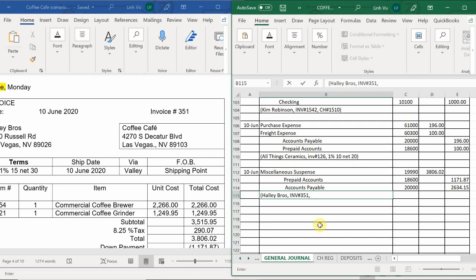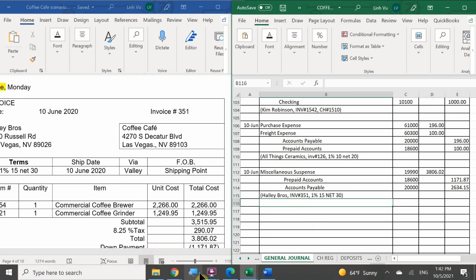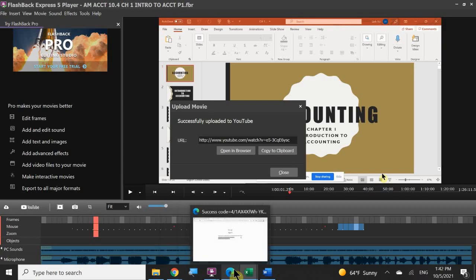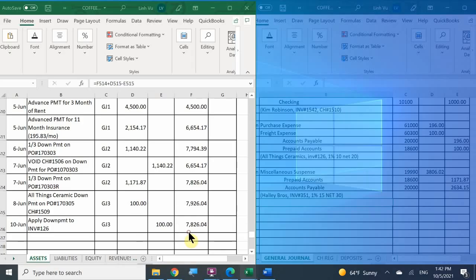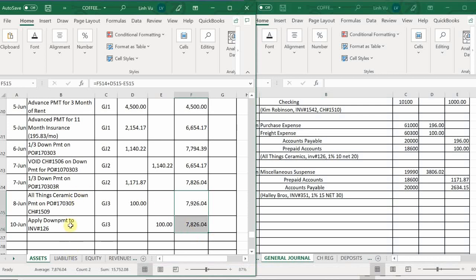Now in this case, what are the terms? It is 1% 15, net 30. 1%, 15, net 30. Okay. Good. So where do we need to go first? To the ledger. We're going to go to the ledger first, okay? So now we're going to go to miscellaneous expense first.